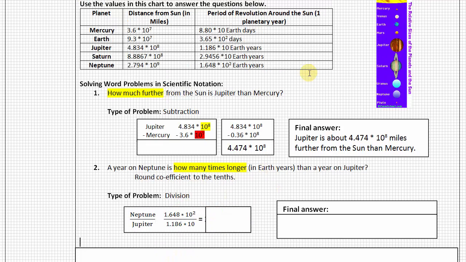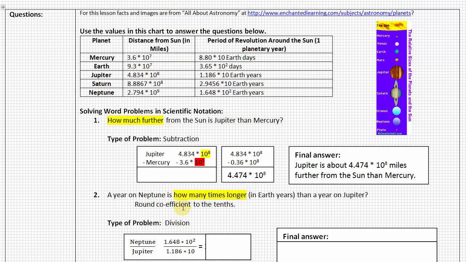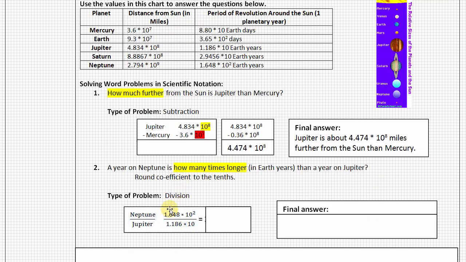Since both of them, according to our chart, are in comparison to an Earth year, we don't have to change anything here. Both of them are in the same form of measurement. So we just need to use our rules for dividing in scientific notation. Remember that we do this in two different parts. We divide the coefficients and find our quotient there, and then we divide our powers of 10 following our rules for the laws of exponents, the dividing rule.